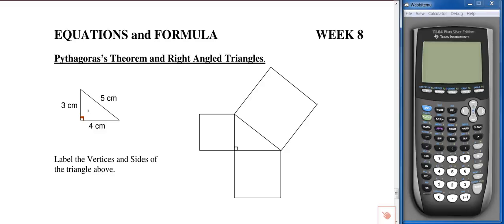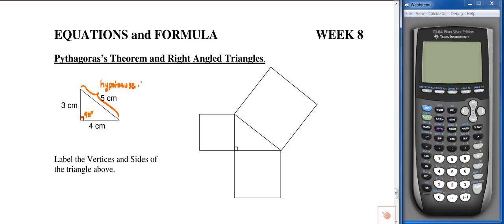That's one there. That little square indicates that that angle is 90 degrees. You'll notice in those triangles the longest side of the triangle is the one opposite the right angle. It's known as the hypotenuse. Okay. Now, we're asked to label the vertices and the sides of the triangle.